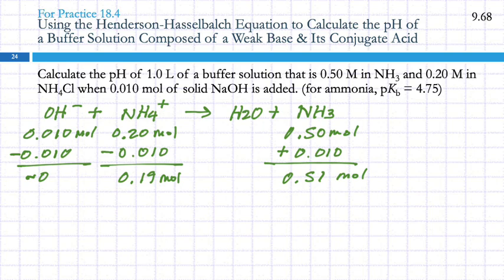Questions? So this is the amount of moles. What's the volume? It's 1 liter. That many moles divided by 1 liter is 0.19 molar. This divided by 1 liter is 0.51 molar. There are times when the volume is not a liter, so we can't just skip over that because it's going to get us later.